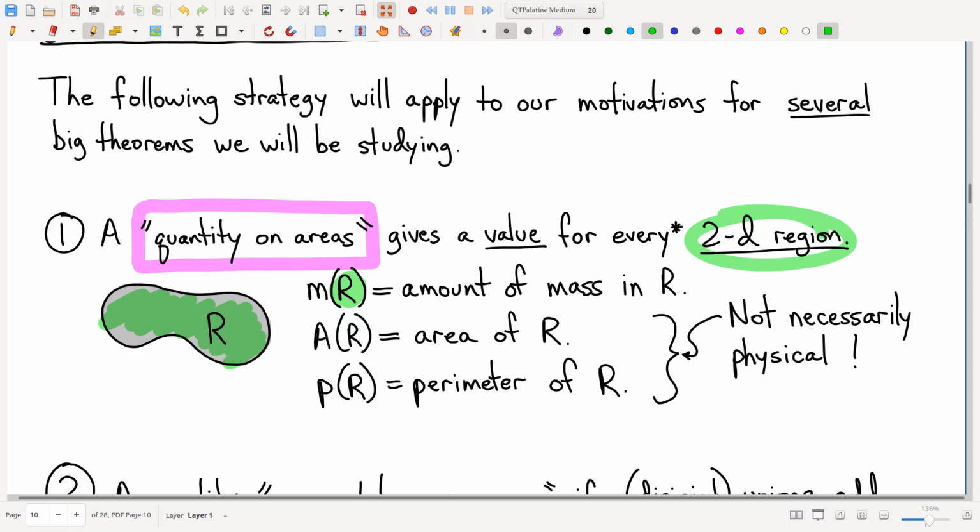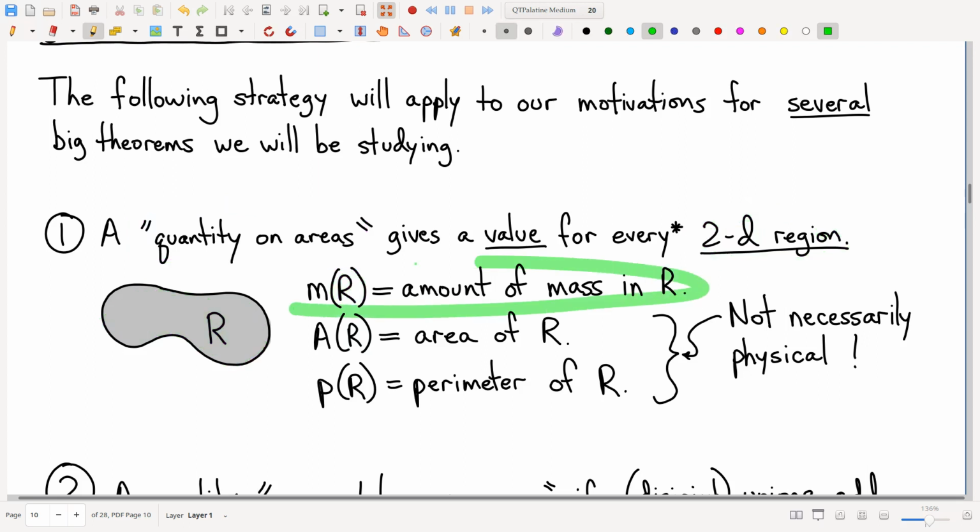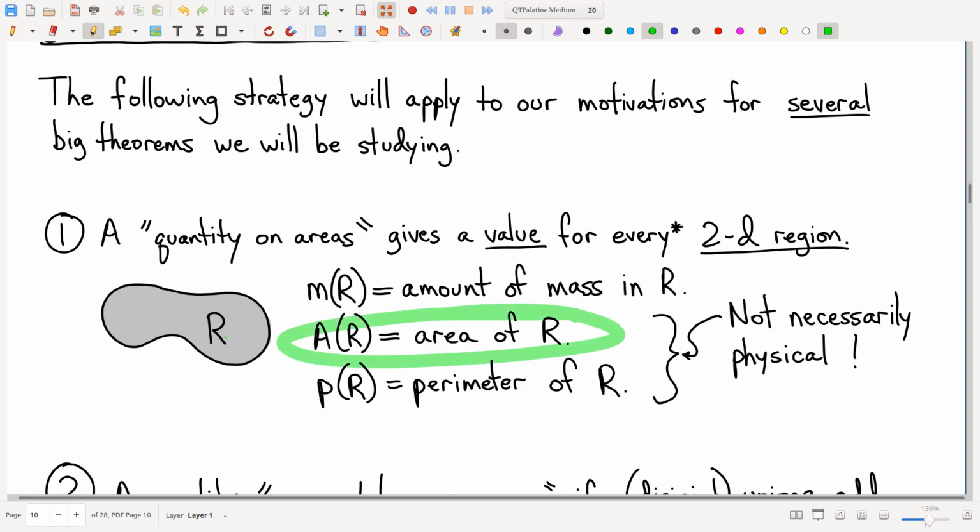Okay, so just to belabor the obvious, some silly examples. Yeah, so mass is a quantity. You give me an area, we can talk about how much mass is in that area. Here's another one. We can talk about area. You give me a region, we can talk about how much area there is on that region.